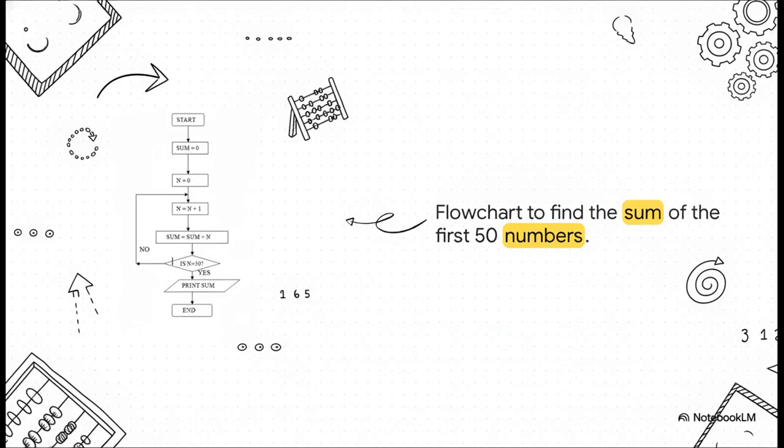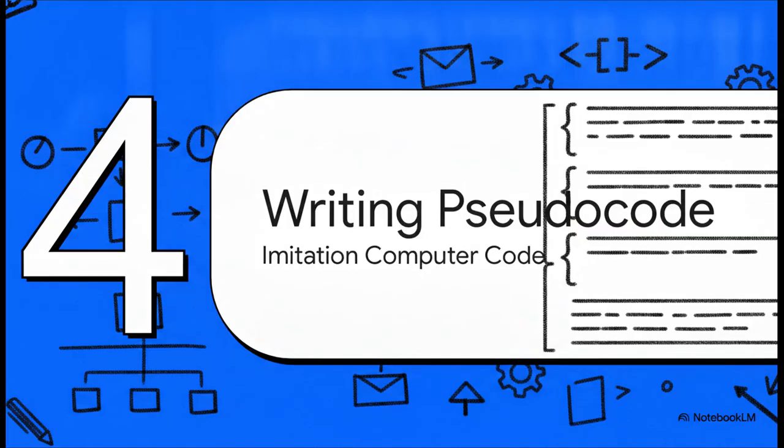If no, the arrow loops all the way back up to increment n again. This logical loop just keeps repeating until n finally hits 50, triggering the yes path to print the sum and end the program. All right, section 4, writing the pseudocode.